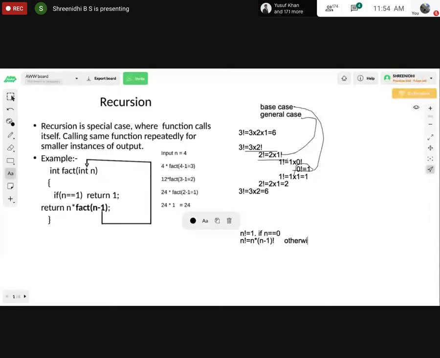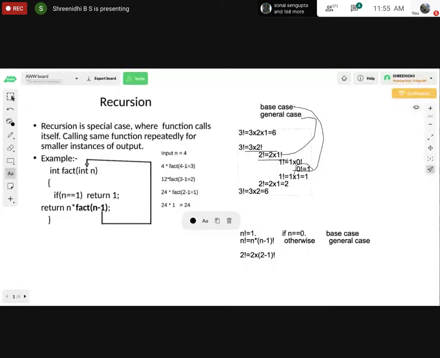Again, this will be a base case and this will be a general case. So you can take any one for this example. If you take any, for example, 2 factorial is equal to 2 into 2 minus 1 factorial. It's similar to this line: 2 into 1 factorial. So this will be the base case, this will be your general case. Any one of these I can use.